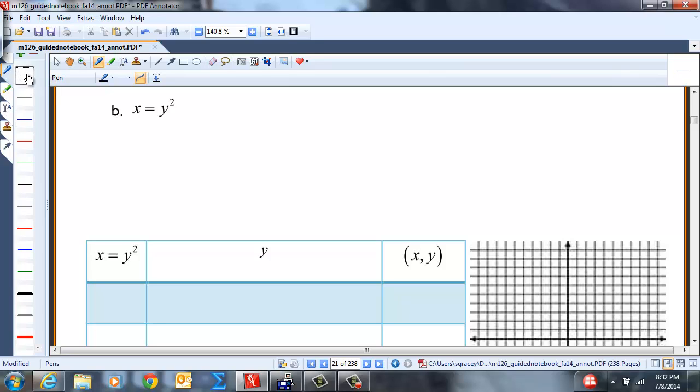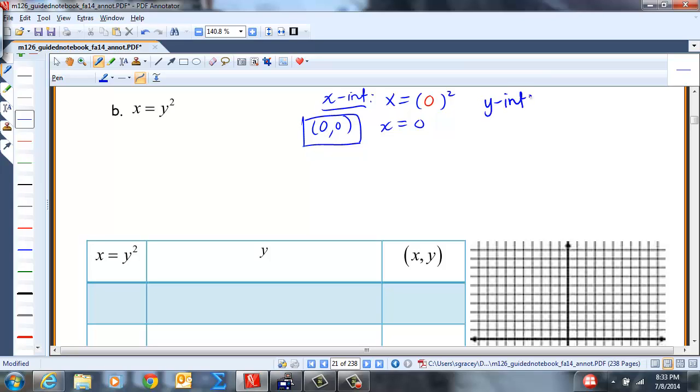Okay, part B. We have x is equal to y squared. So let's think about those intercepts. So the x-intercept, let y equal 0. So we'll just get x is equal to 0. So our intercept will be at 0, 0. The y-intercept, you probably are guessing it's going to be at the origin, but I'll go ahead and do the work so you have the process.